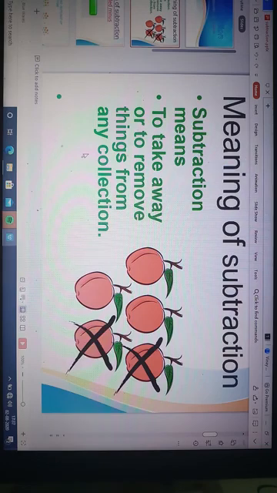Let me take one example. Suppose there are 5 apples, and we take 2 out of them. How many apples will be left? 3. What have we done? We have subtracted 2 from 5. We have 5 apples, we take 2 out of them and 3 apples will be left. Is it clear, beta?